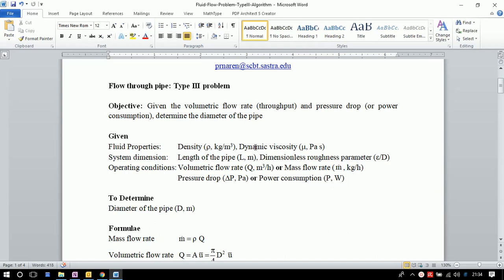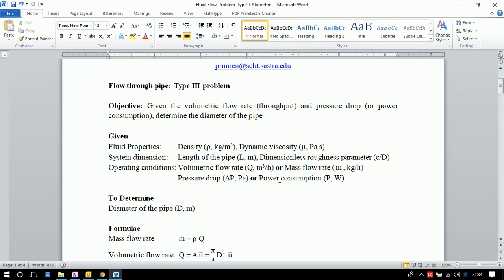Now, the objective of this problem is you have been given a volumetric flow rate or throughput. The pressure drop is given, and we have to determine the diameter of the pipe. So let us see the data given in a typical problem statement.